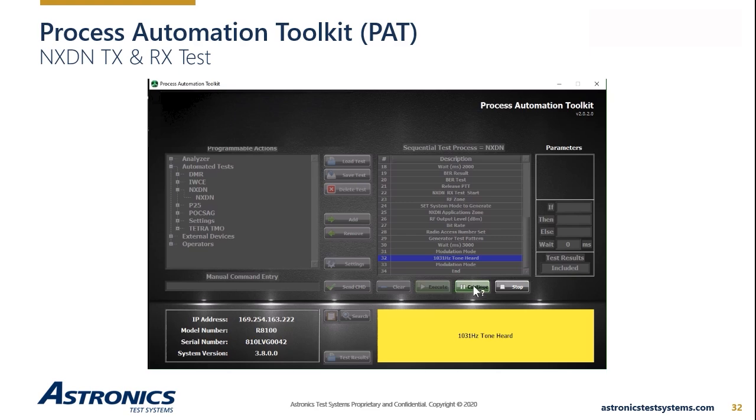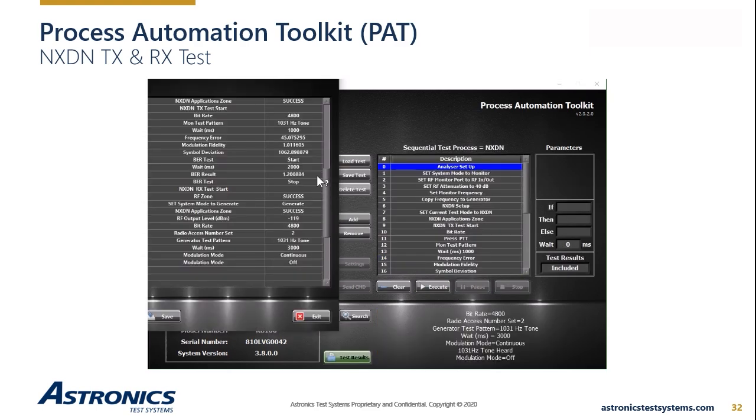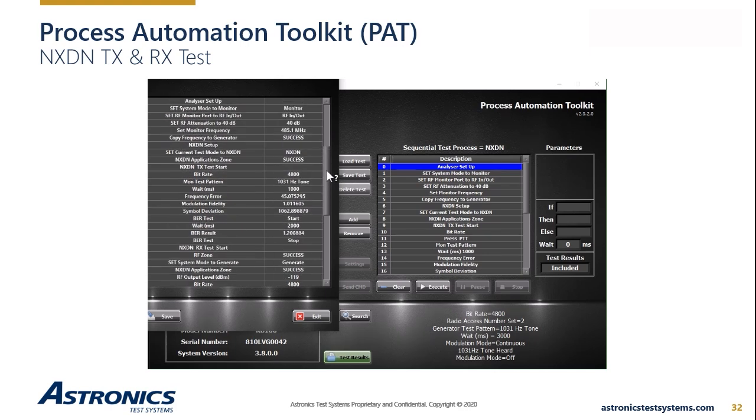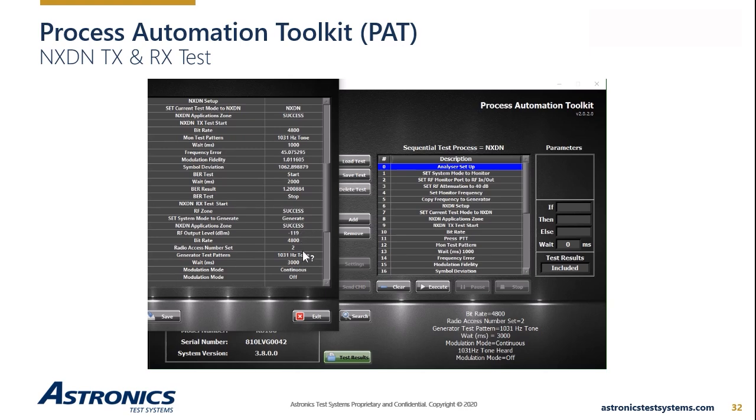Bit rate was 4800. The frequency error was 45 Hz. Typically we need them to be less than 100 Hz on a digital radio. Modulation fidelity is less than 1%. Symbol deviation 1062. We started the BER test, gave it 2 seconds to settle, and got a result of 1.2%. Stopped the BER, moved on to the generate side to test the receiver, set a level of -119, generated a 1031 Hz tone and waited for it to come out of the speaker. As we saw, everything was successful, so that is the end of the NXDN test.